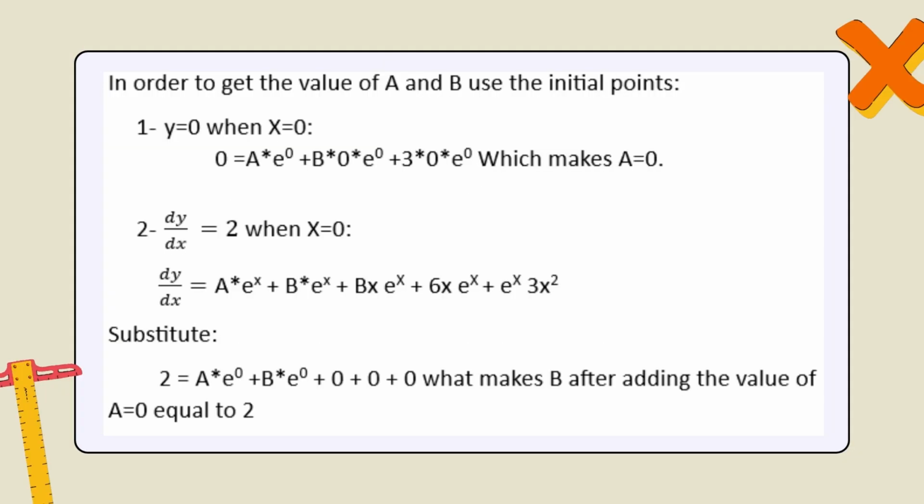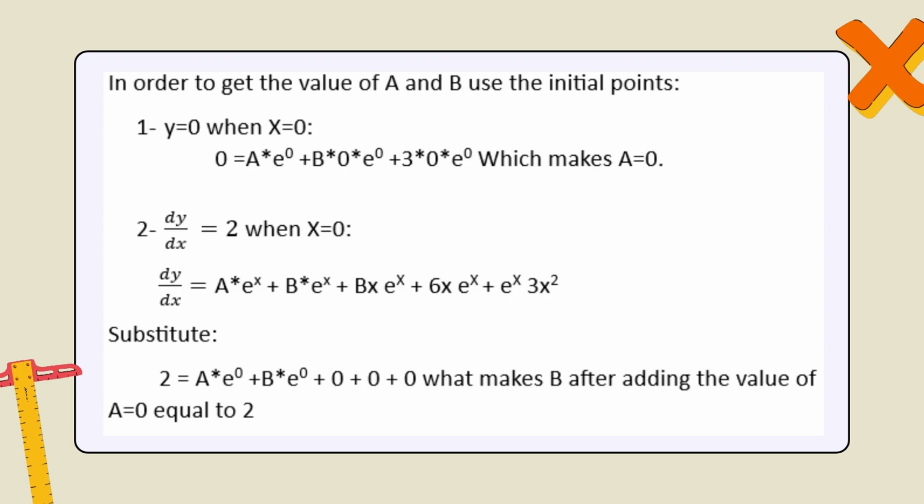The first initial point was y equal to 0 when x equal to 0. So after substituting, we can find out that all the terms are going to be cancelled, or all the terms will equal 0 except a, because it's not multiplied by x. Just the exponential to the power of 0, which makes it equal to 1, as you see in the equation in front of you. So at the end, we find out that a equals 0.